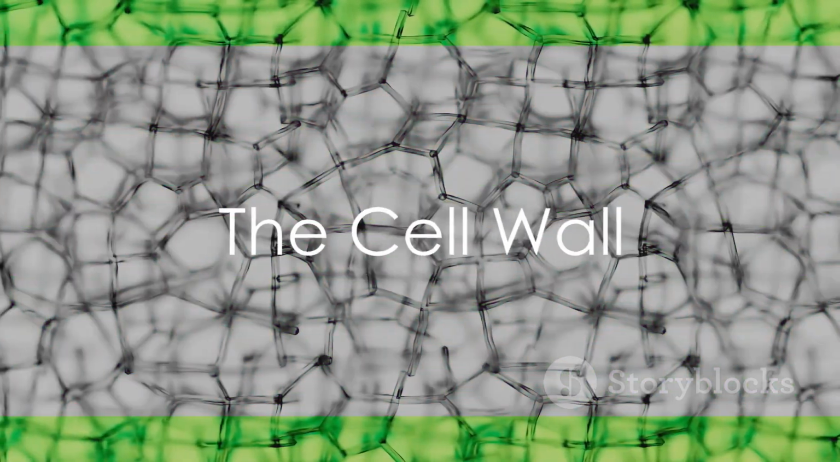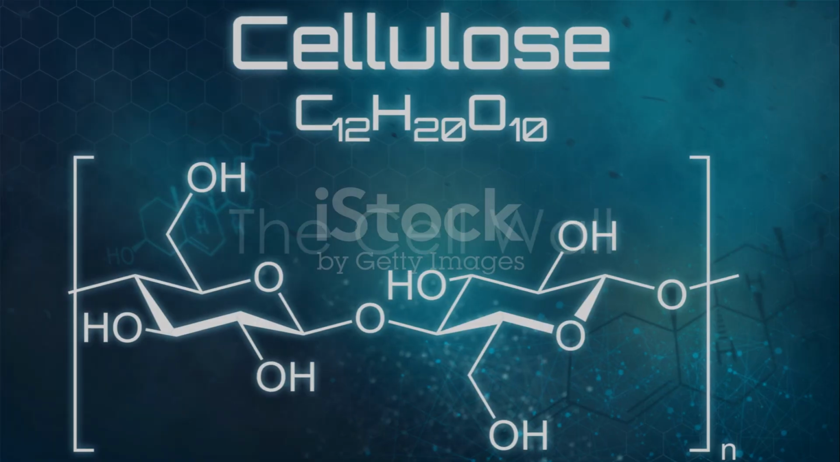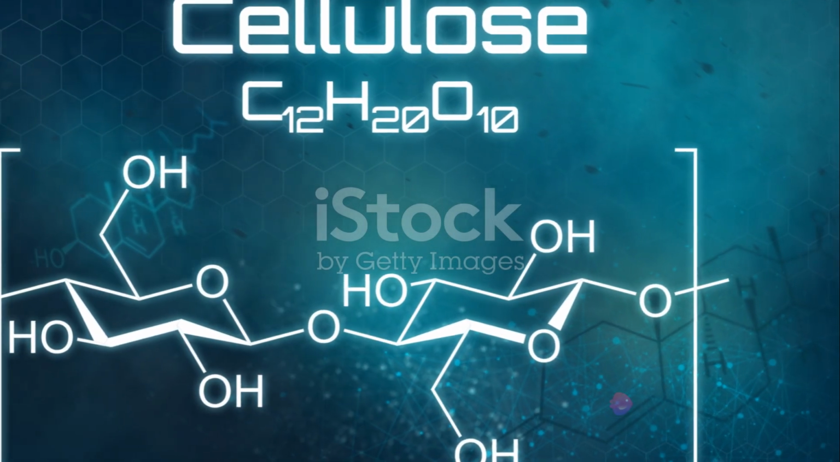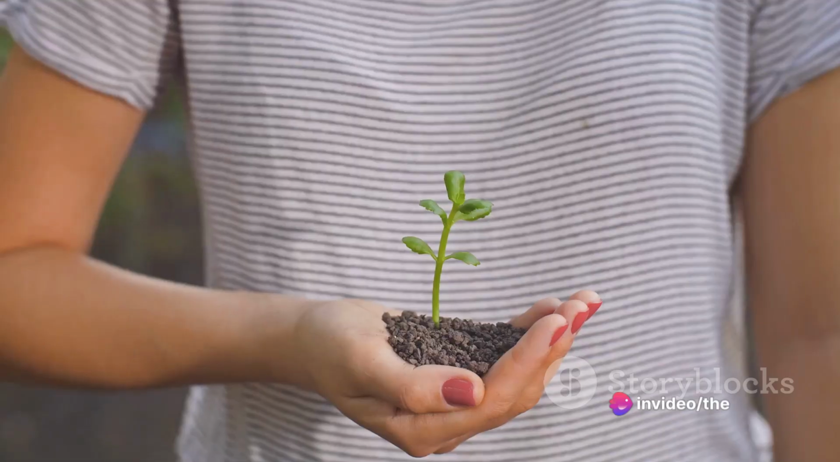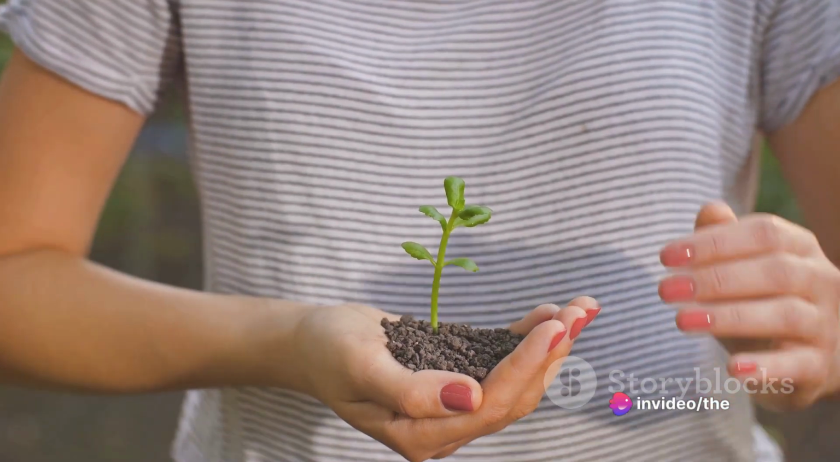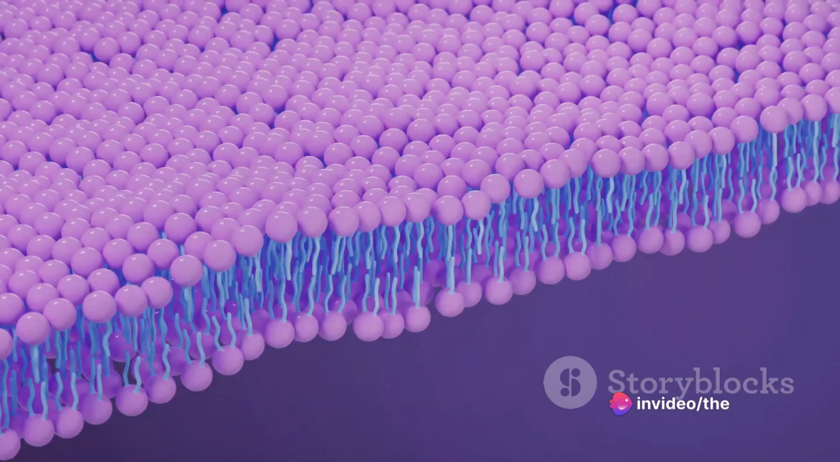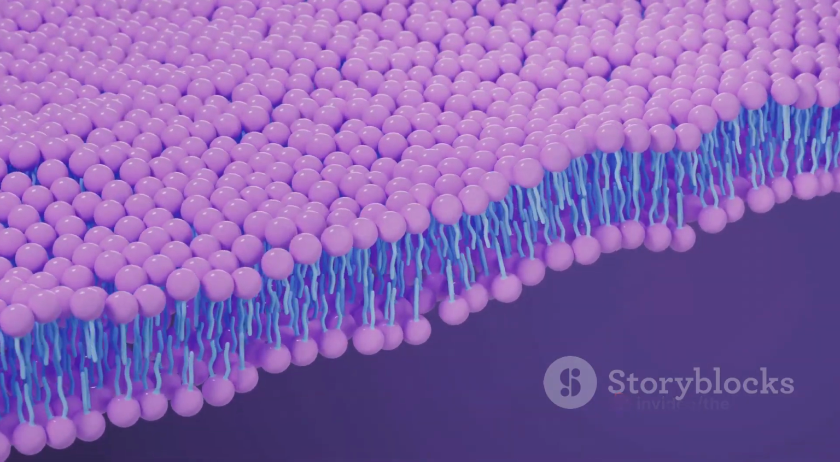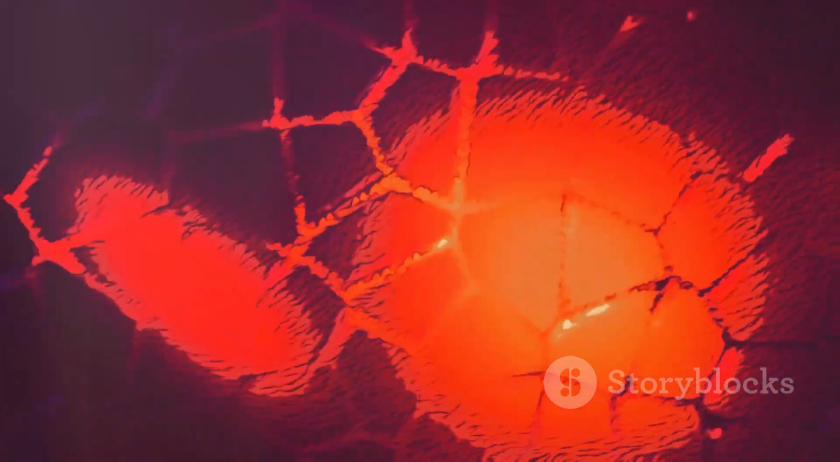Let's start with the outermost layer, the cell wall. Plant cells have a rigid protective cell wall made from cellulose. This wall gives the plant its shape and safeguards against damage. Animal cells, on the other hand, do not have a cell wall. Instead, they have a flexible cell membrane that allows them to change shape easily.